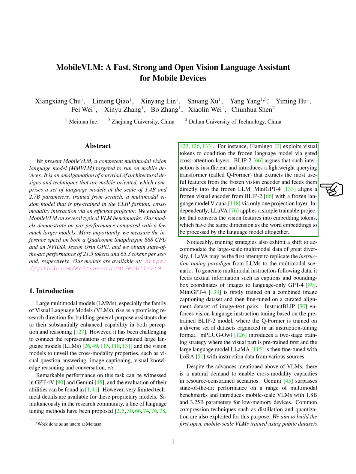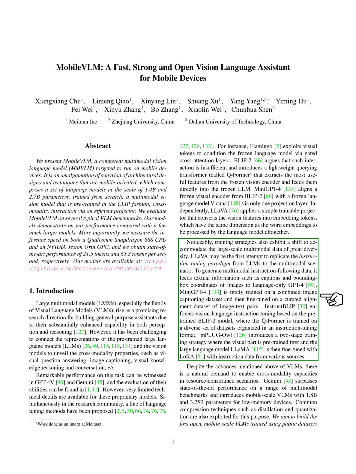There are also models like MiniGPT-4 and LLaVA that use different strategies to align a frozen visual encoder with a frozen language model. Training strategies are also evolving to accommodate large-scale multimodal data. For instance, LLaVA is one of the first attempts to apply the instruction tuning paradigm from LLMs to multimodal scenarios.